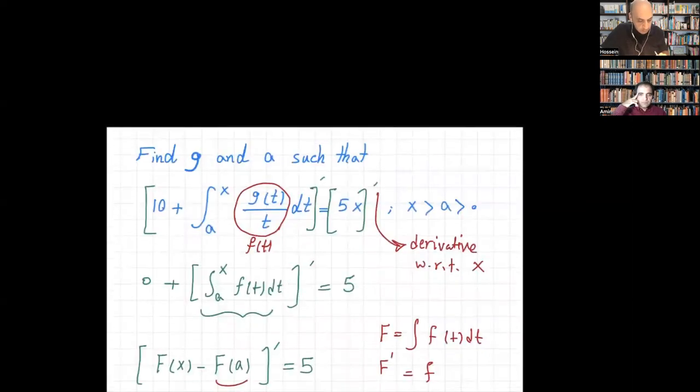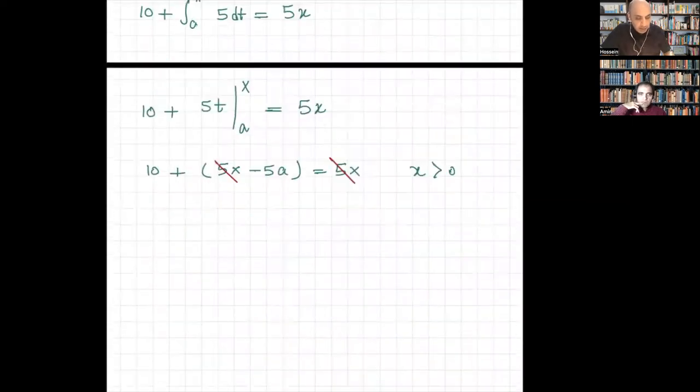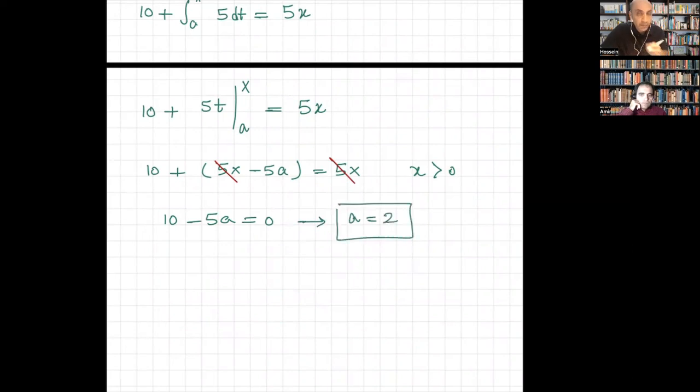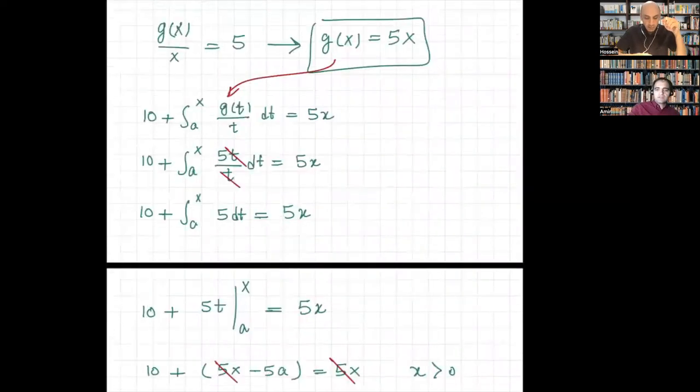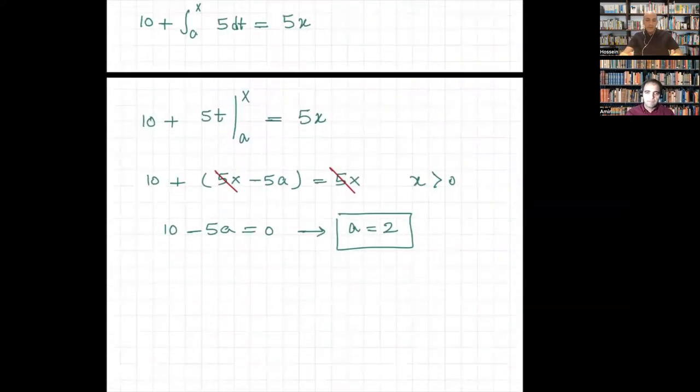Remember, it was somewhere up here. So I have 10 minus 5a equal to 0. And then a has to be 2. This is correct. The question was asking for the value of A.